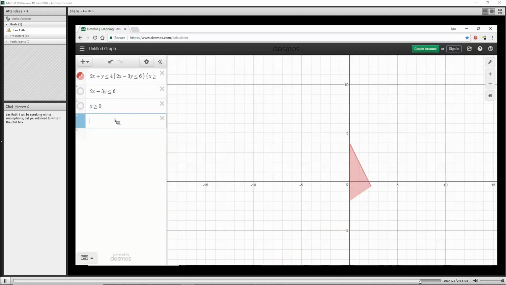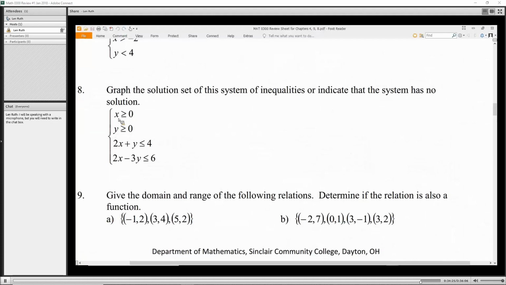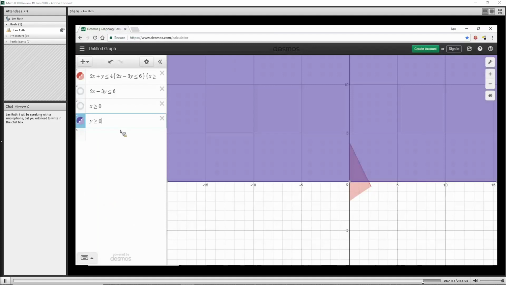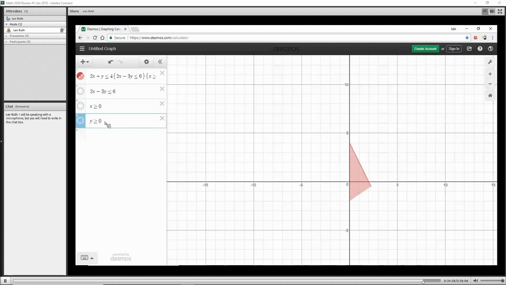So I've restricted it even more, but we're still not done, because we also have y bigger than or equal to 0. Y equals 0 is the x-axis, and obviously this is the stuff above it. I'll show you separately. Looks like that purple region. Let's turn that off. I'm going to stick it at the end of all this stuff.